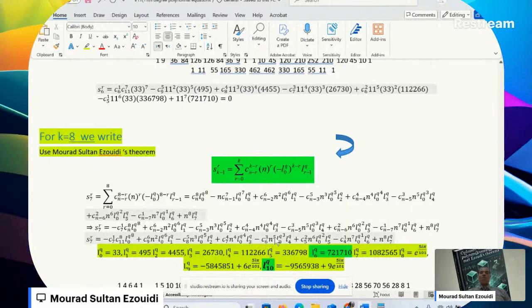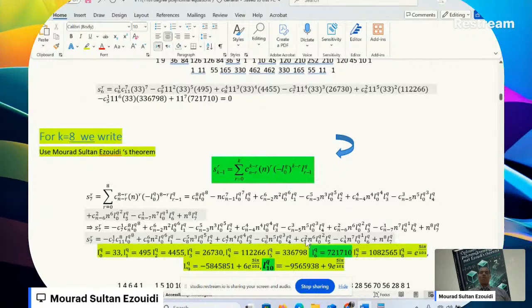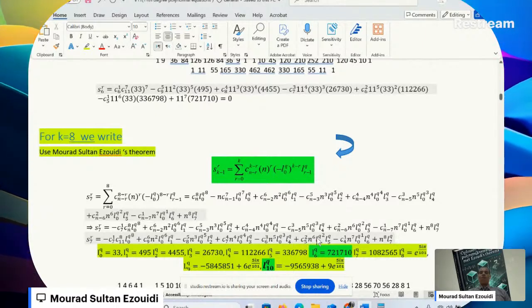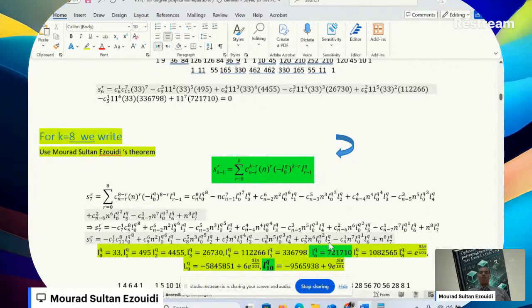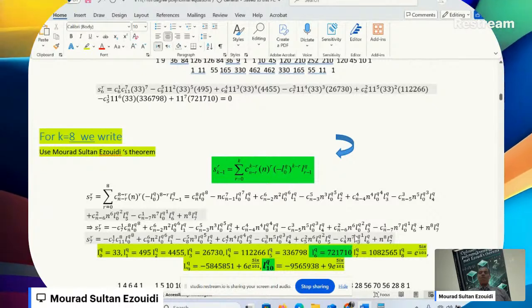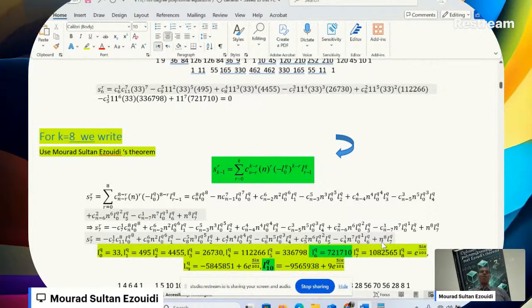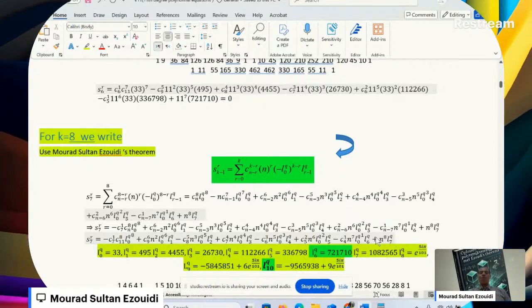minus combination 6 choose 3 times L0 to the power 3 times L4, plus combination 5 choose 2 times L0 squared times L5, minus combination 4 choose 1 times L0 to the power 1 times L6, plus L7.